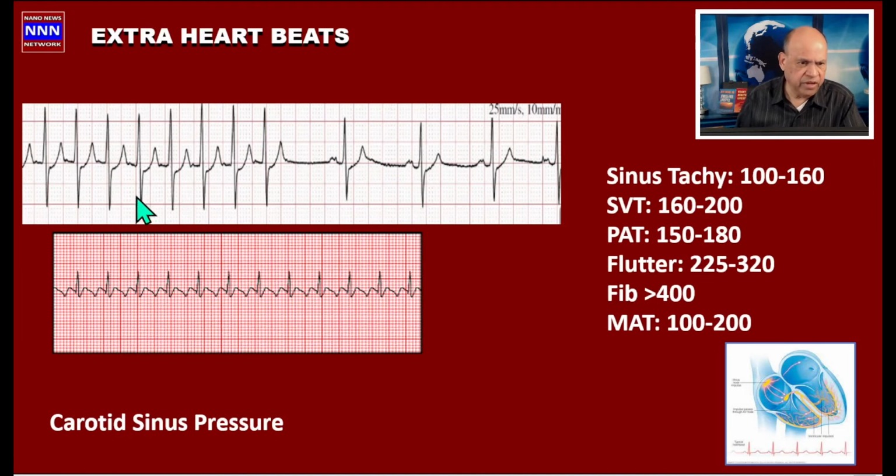Now, whenever we see a heart rate between 125 and 150, we have a narrow QRS rhythm. It could be sinus tachycardia. It could be supraventricular tachycardia, like if you put somebody on a treadmill, you can get rates up to 160, 170, 200. It could be paroxysmal atrial tachycardia with a P wave QRS between 150 to 180. Or it could be atrial flutter with 2-to-1 conduction.